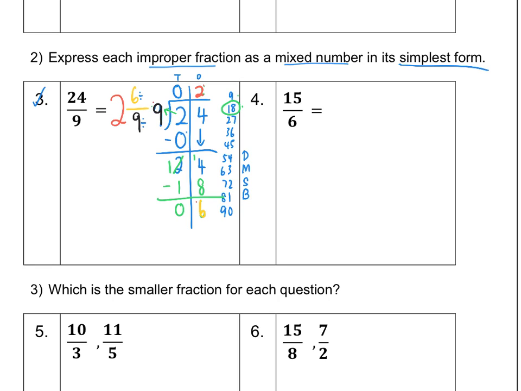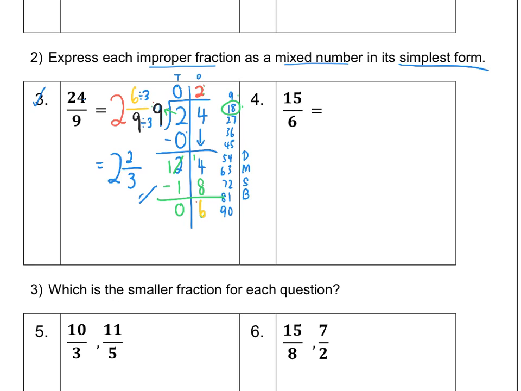6, can we divide by 3? Yes, 3, 6. How about 9? Can we divide by 3? Yes, 3, 6, 9. So both can be divided by 3. So my answer will be 2 wholes remains. 6 divided by 3 is 2, out of 9 divided by 3 is 3. Okay, can we simplify it further, or is this in the simplest form already? This is in the simplest form. So my answer for this question will be 24 ninths is equal to 2 wholes and 2 thirds.